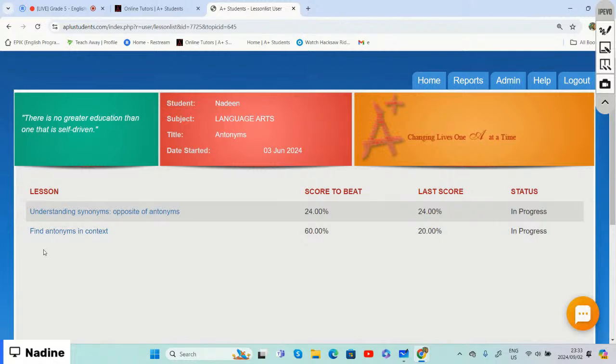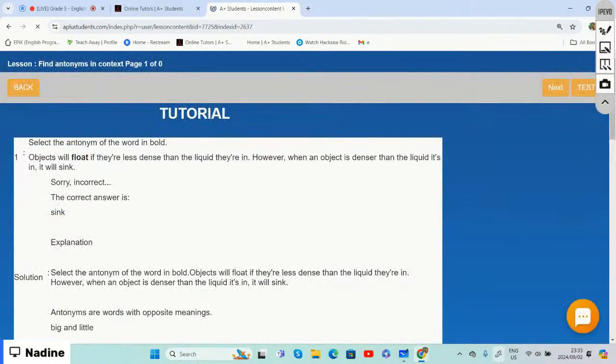All right. So now we're going to be finding antonyms in context, right? And we said antonyms are words with the opposite meaning. The opposite. And if we make examples of antonyms, we can say we have big. The opposite of big is either small or little.